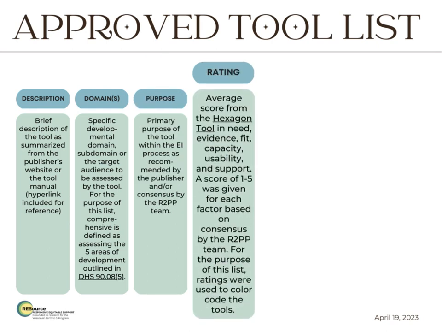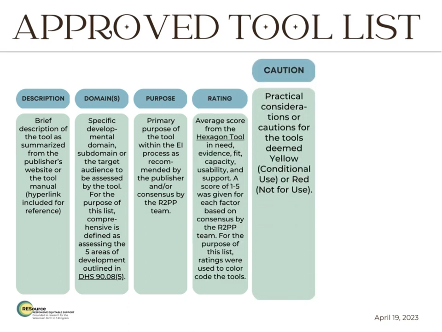The rating column contains the average score of each of the 6 factors from the hexagon tool that was described in the video that accompanies these materials. Factors include need, evidence, fit, capacity, usability, and support. Each is rated from 1 to 5, with 1 being least and 5 best for each factor. You will also see a green, yellow, or red color code in this category, which I will explain further in just a minute. There's a caution category, and this is intended to provide some practical guidance or reasons for caution about tools that were deemed to be in the yellow or red rating category.